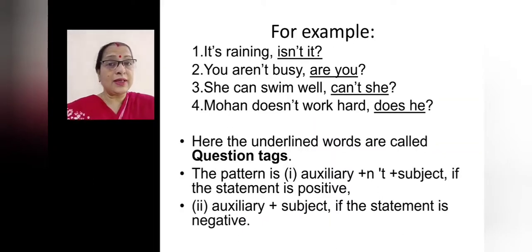And what is the second pattern? Auxiliary plus subject if the statement is negative. Okay, so you can see here in the second sentence, you aren't busy. Here the statement is negative. So here what will be the pattern? Here first the auxiliary will come and then you have the subject.